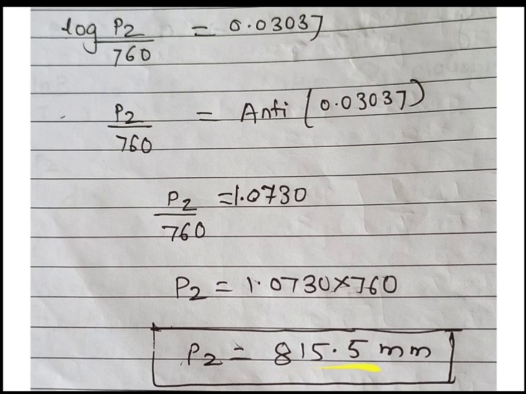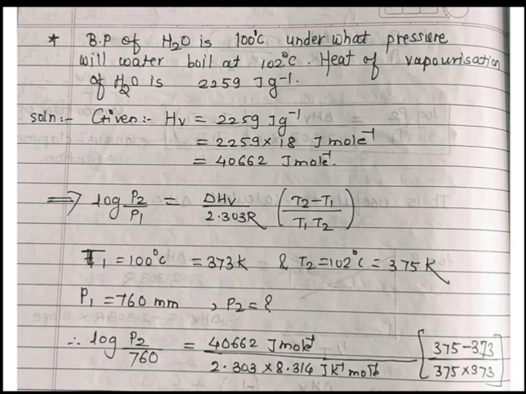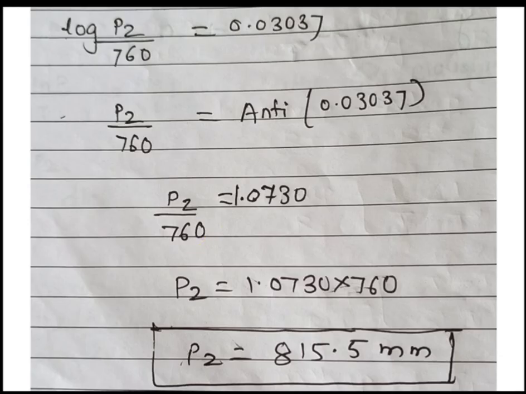So this is the pressure which we have found for the elevation of boiling point. When 100 degrees Celsius is the boiling point, obviously the pressure is 760 millimeter, but when the boiling point is elevated to 102 degrees Celsius, the pressure will be 815.5 millimeter. So you can solve such types of problems, and try to solve Clausius-Clapeyron equation problems on your own.